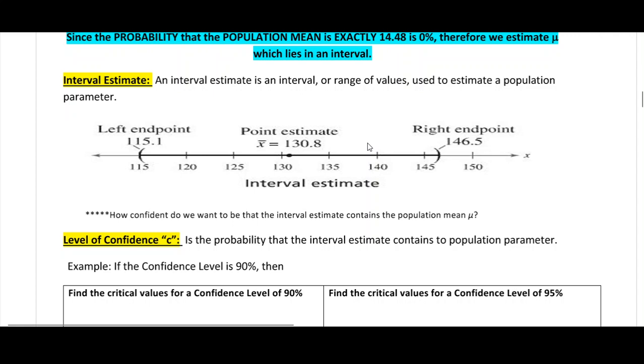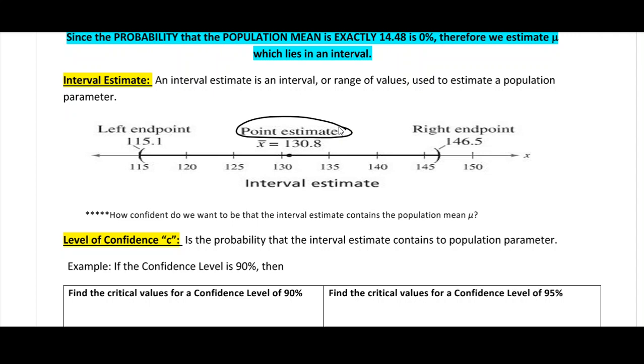All right. Since the probability that a population mean is exactly 14.48 is 0%, we need an estimate of mu which lies in an interval. An interval estimate is an interval or range of values used to estimate a population parameter. So when we get our point estimate, it's really hard.